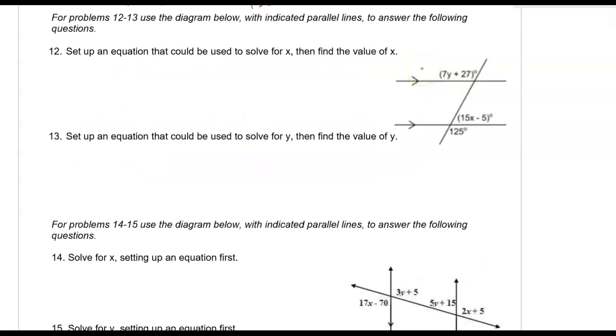For 12 and 13, parallel lines are indicated in the diagram. The first question asks us to find the value of x. We can easily do that over here on the right. We have two angles side by side. They're adjacent to one another and form a straight angle, so they're supplementary. 15x minus 5 plus 125 equals 180. Let's find the value of x.